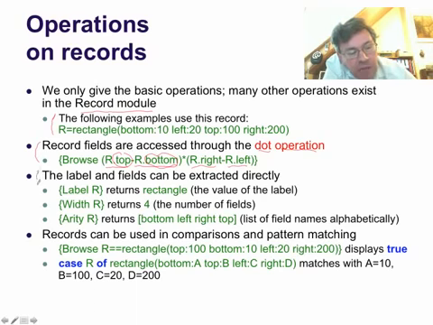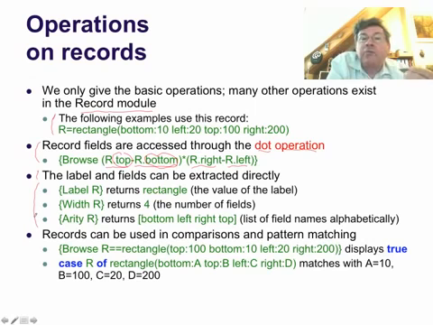Also, we can extract the label and fields of a record directly, so the record knows about itself. Label of R will return the atom rectangle. Width of R will return the number 4. There are 4 fields in this rectangle R.